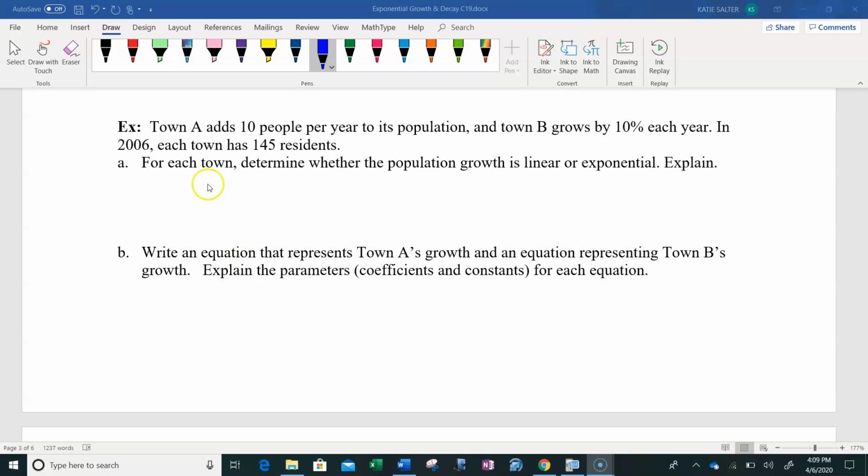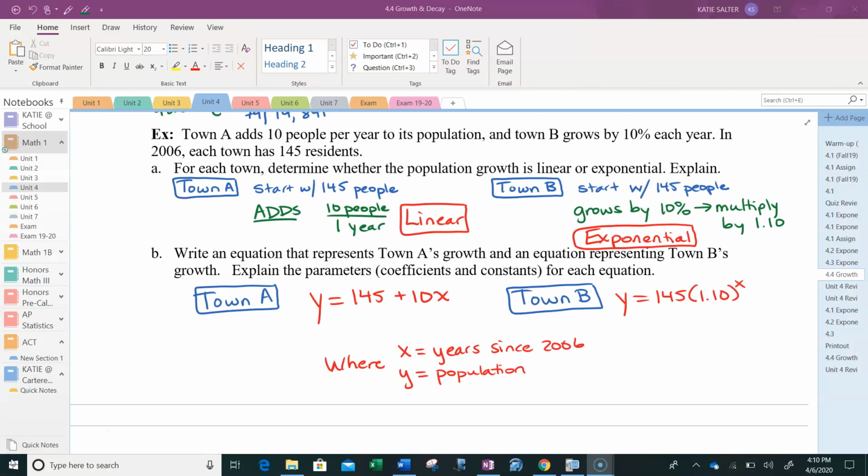In the first case, it adds 10 people per year. That is a constant rate of change, so that one would be linear. Whereas in the second case, it's growing by 10% each year. Anything that grows or decays by a percent is exponential. So this case would be exponential. All right, so the important part is that they both have the same initial value. They both start with 145 people, but the way they grow changes.